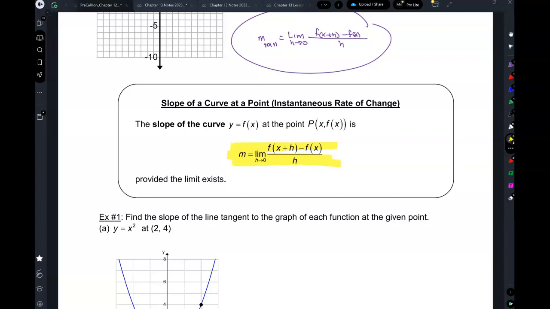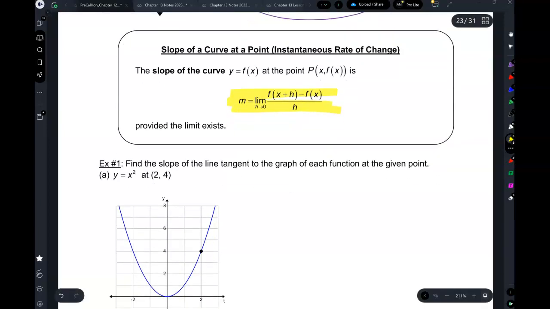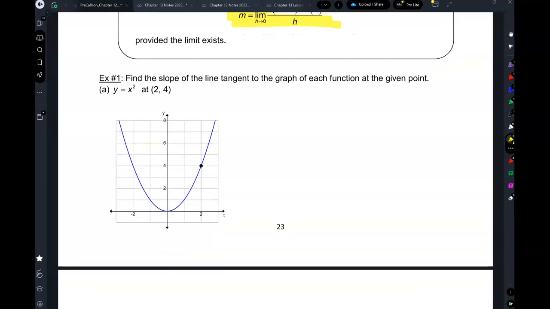Okay. So here we go in more formal form. Find the slope of the line tangent to the curve of this function at the given point. So the curve is y equals x squared at 2, 4. Okay, so right there. So here's what we're going to do. So what is f of x here? Oh. So, okay, there are two ways to do this. I'll show you the first way. So f of x is x squared. f of x plus h is x plus h squared.